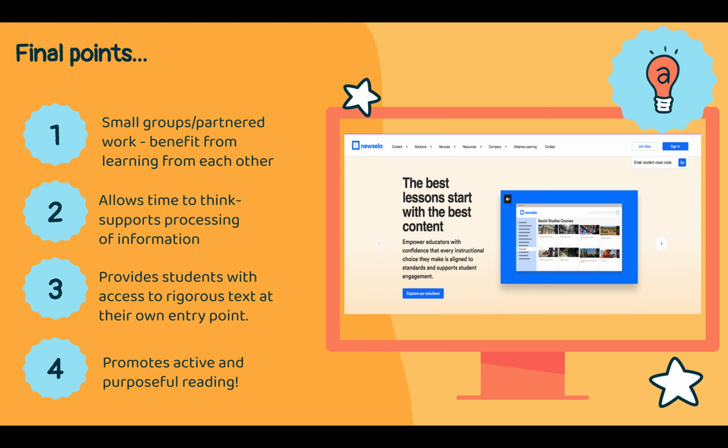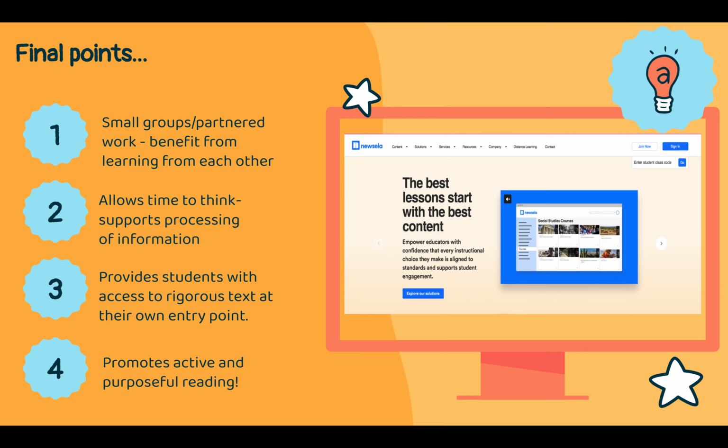You can work using the I do, we do, you do strategy, which is when you model the task and the end result, then do it together, and then they do it on their own.